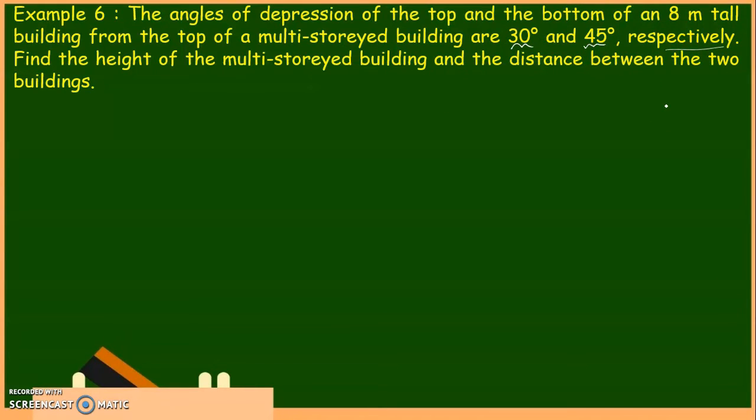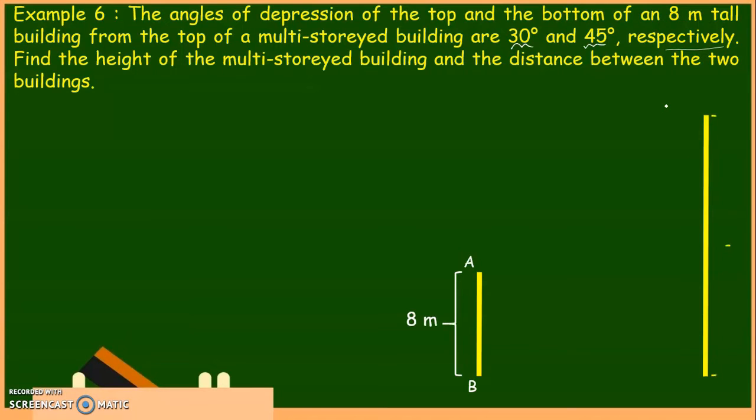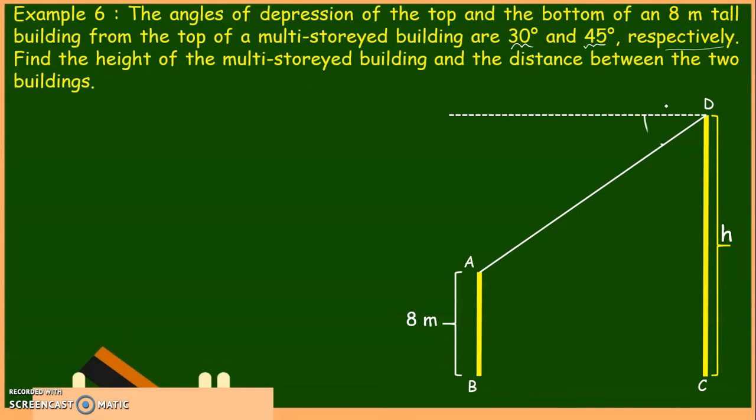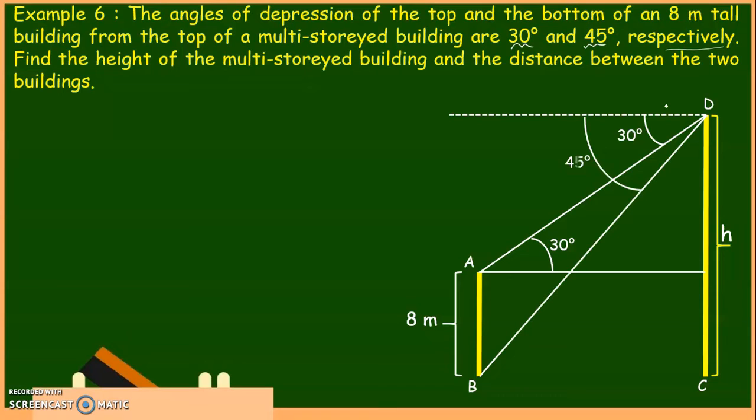So read the question. Here we have two buildings. One is an 8-meter tall building and another is a multi-story building whose height is h meter, let's say. Now the angle of depression from the top of the multi-story building to the top of the 8-meter tall building is 30 degree, and the angle of depression of the bottom of the 8-meter tall building is 45 degree. So here we want to find out the height of the multi-story building and the distance between the two buildings, that is x.